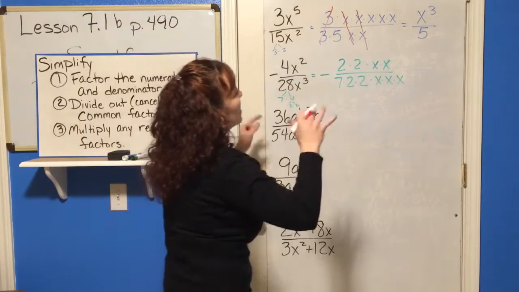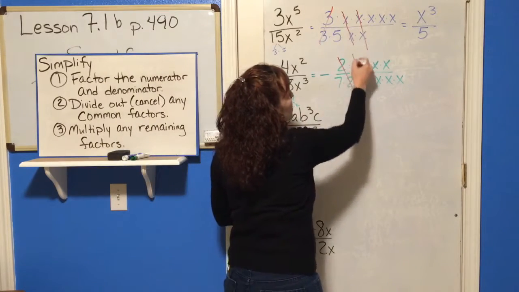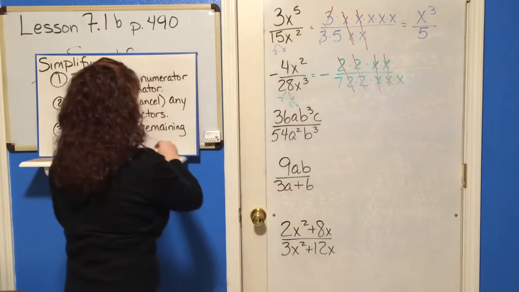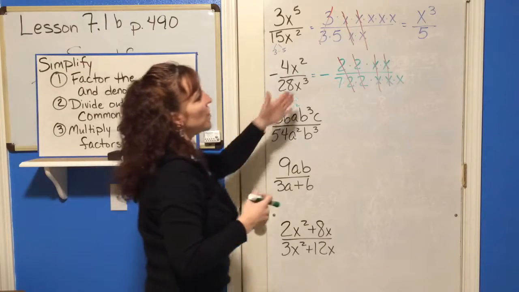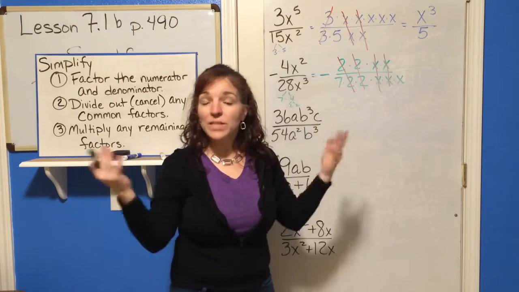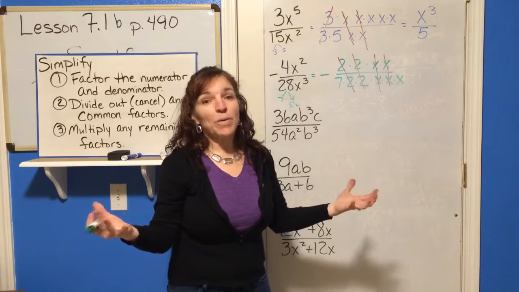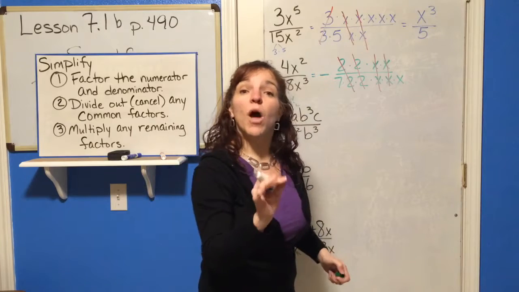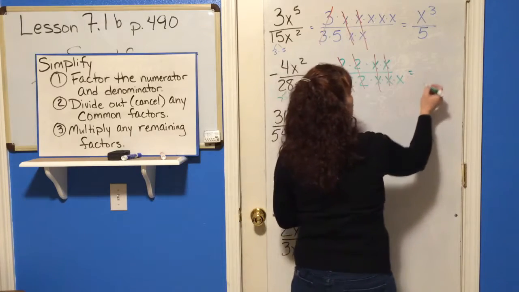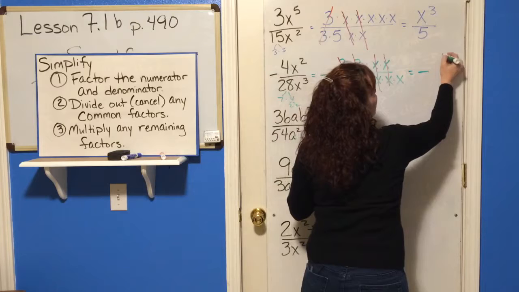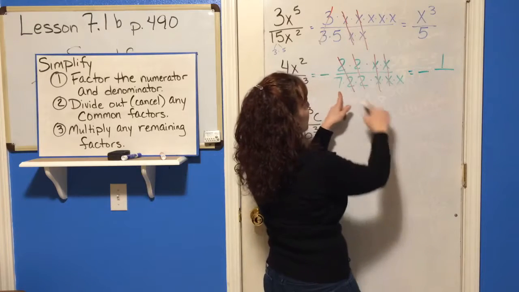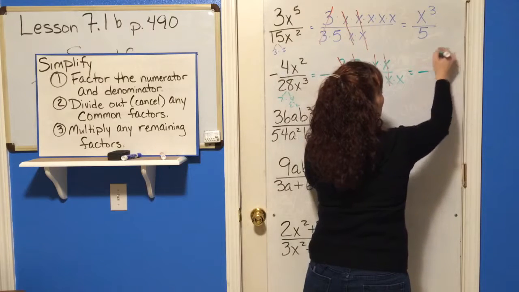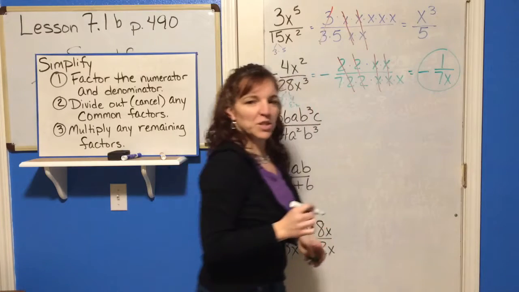And now go in. Anything that matches is gone. 2's, x's are the same. Now, what do you do in this case when there's nothing left on top? So is it 0? It's not 0 because that would be a different value. What we need is a placeholder, and the 1, remember, is our placeholder value. So don't lose your negative. Negative 1 over 7 and an x, or what's left. Negative 1 over 7x is our simplified rational expression.